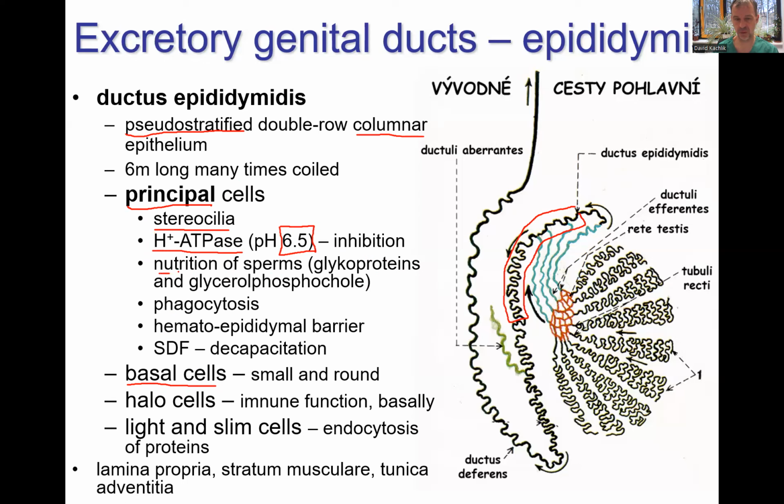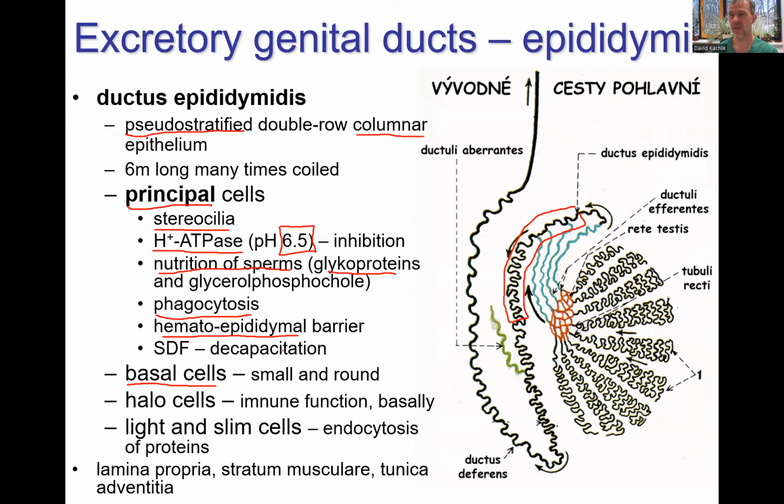So another function is the nutrition of sperms by glycoproteins mainly. If there is no emission and ejaculation, the old sperms have to be removed. So phagocytosis is very important here. Of course, the sperms are haploid, so they are alien to the immune system. So we have here also a barrier, which we easily call the hematoepididymal barrier. So the principal cells form the barrier.